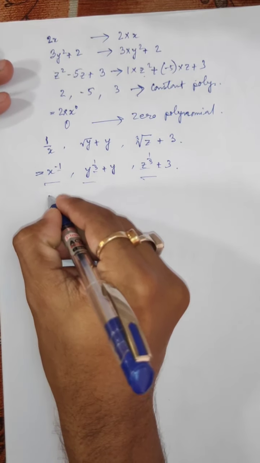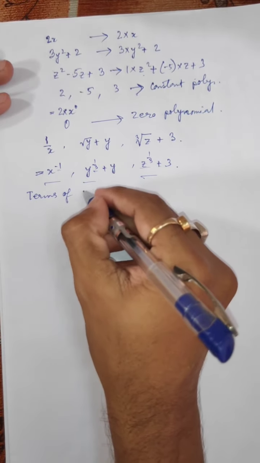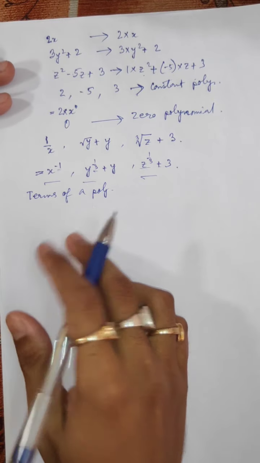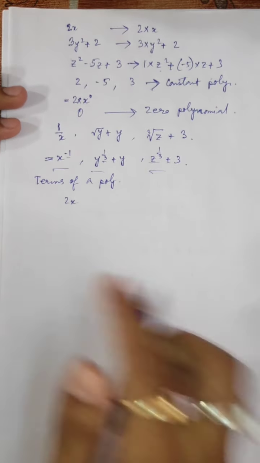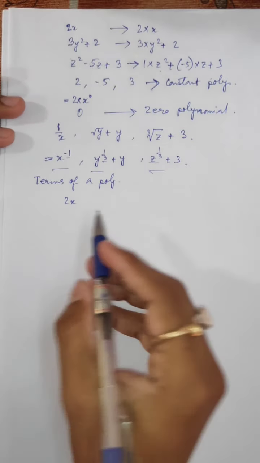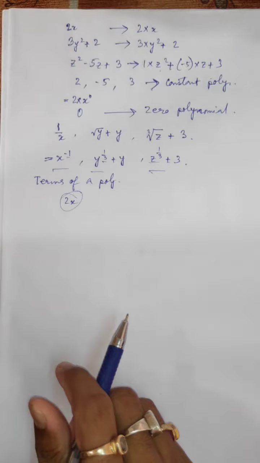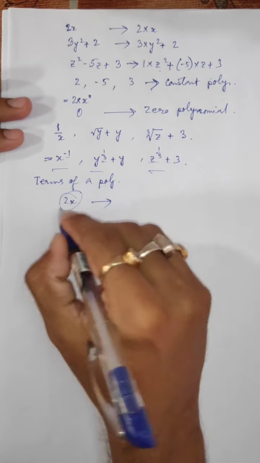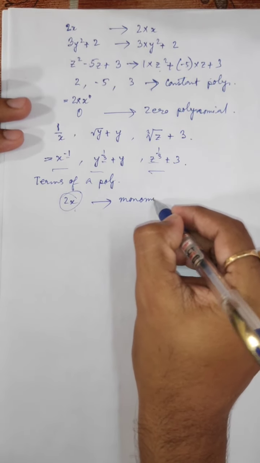Now, terms of a polynomial. First we have written 2x. Now see, 2 and x are in the multiplication relation, and this is considered to be a single term. So 2x is a single term. If it is a single term or one term, then it is called a monomial.